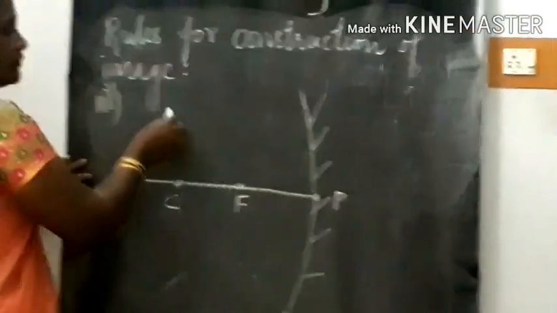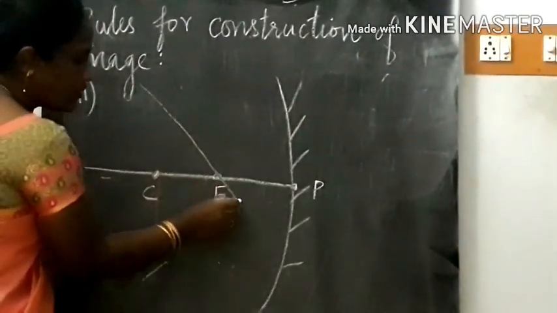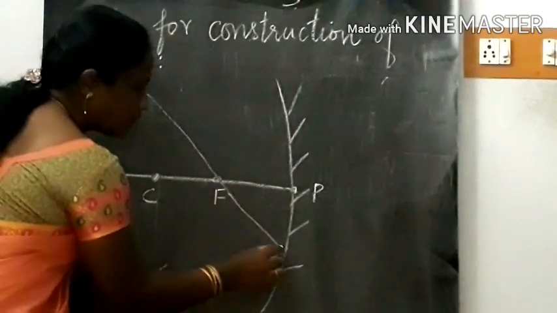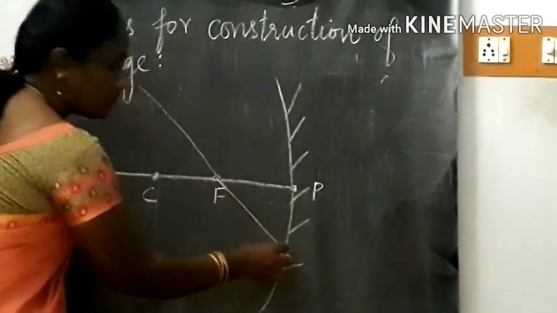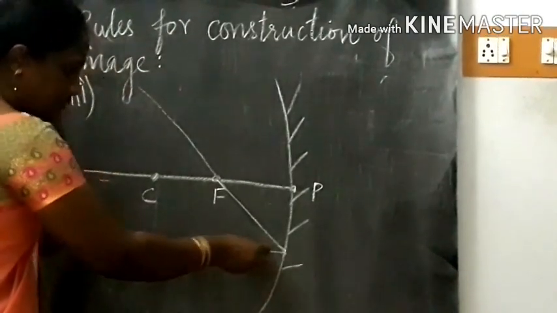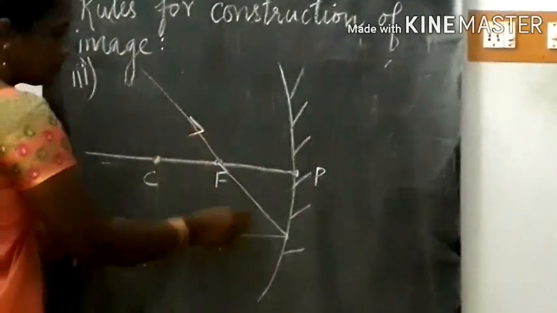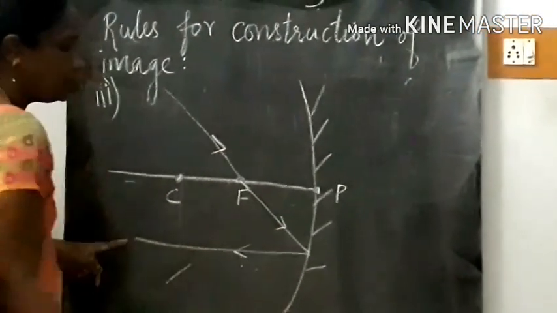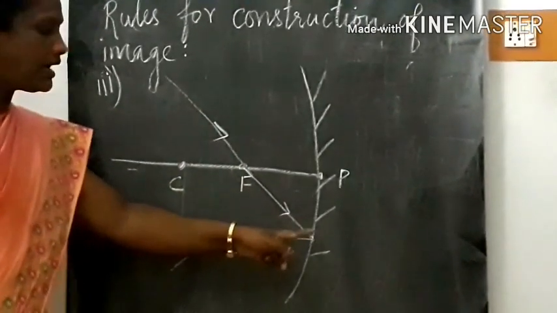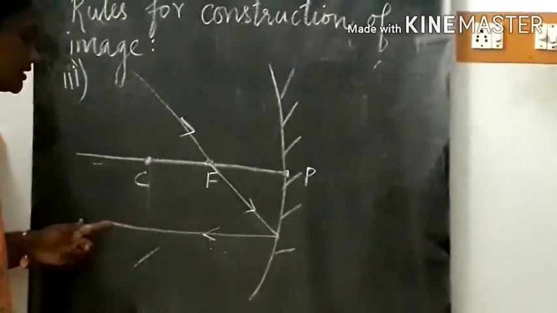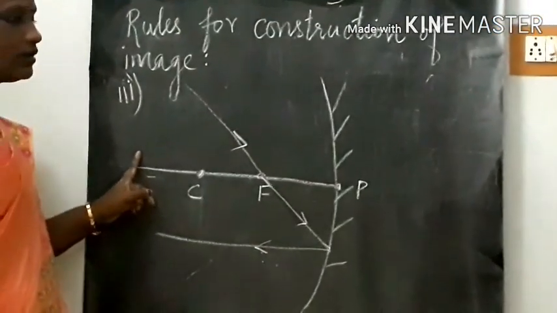The third rule is about a ray that is passing through the principal focus. After reflection, it travels parallel to the principal axis. A ray which is passing through the principal focus, after reflection, travels parallel to the principal axis. So this is the third rule.